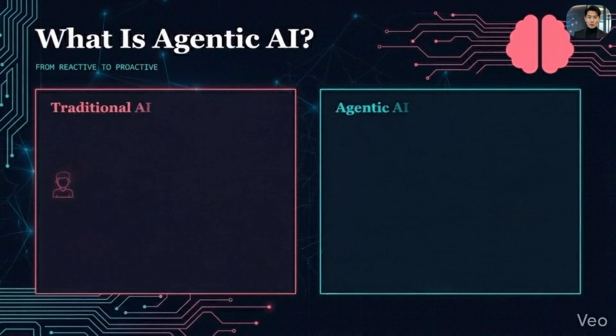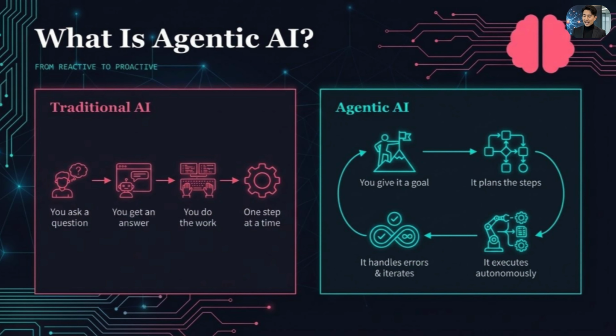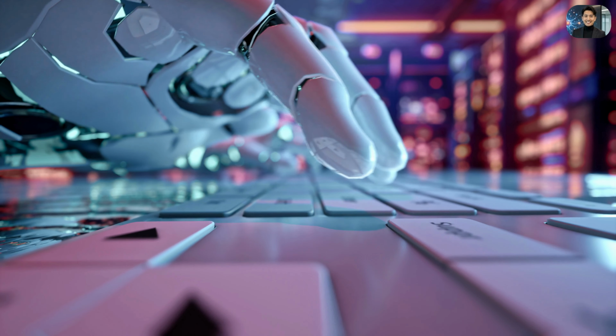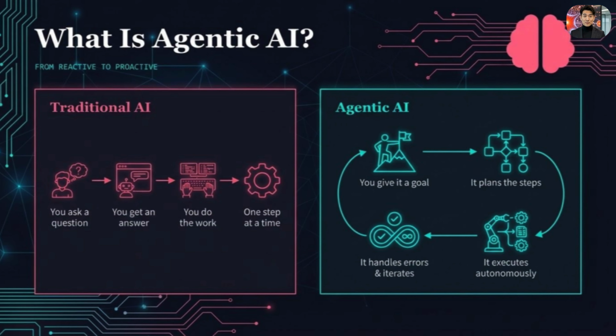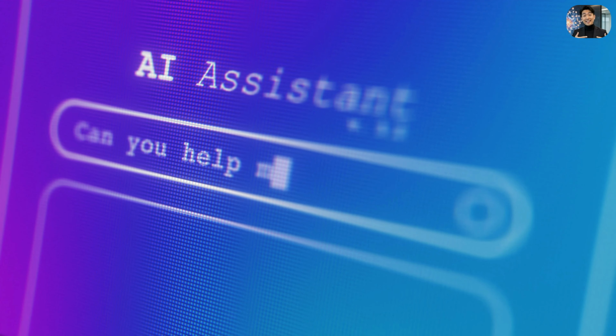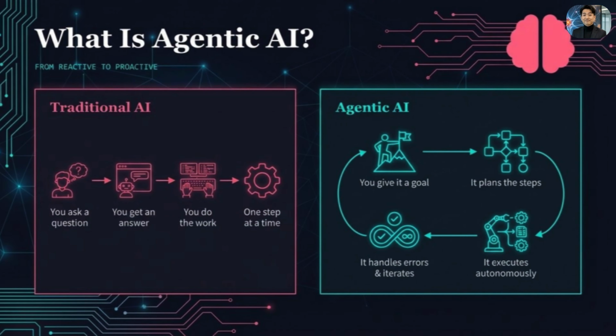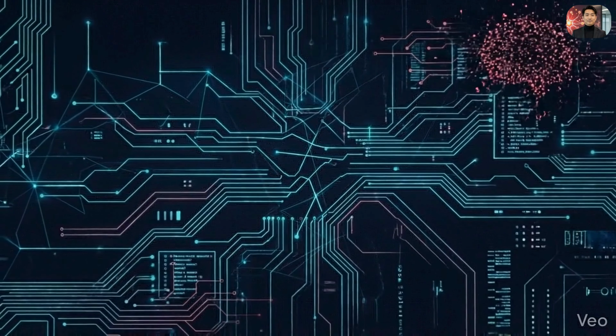Let us start by understanding what Agentic AI actually means. Traditional AI is reactive. You ask a question, you get an answer. Agentic AI is proactive. You give it a goal, and it figures out the steps, executes them in sequence, handles errors along the way, and delivers a finished result. Think of it as the difference between asking someone for directions versus handing them the keys and saying, "Drive me there." Claude's agentic capabilities mean it can plan, execute, iterate, and deliver without you micromanaging every step.